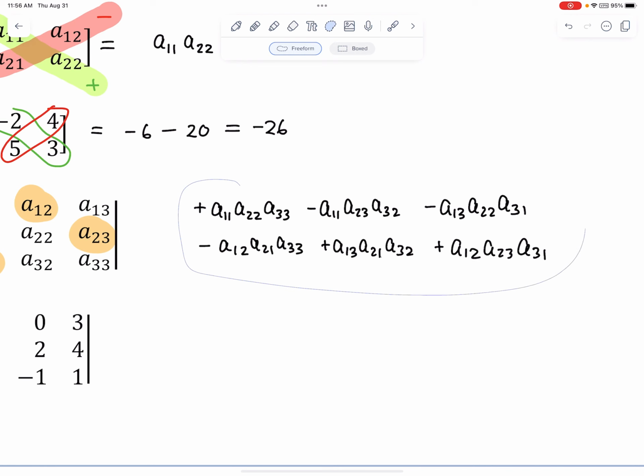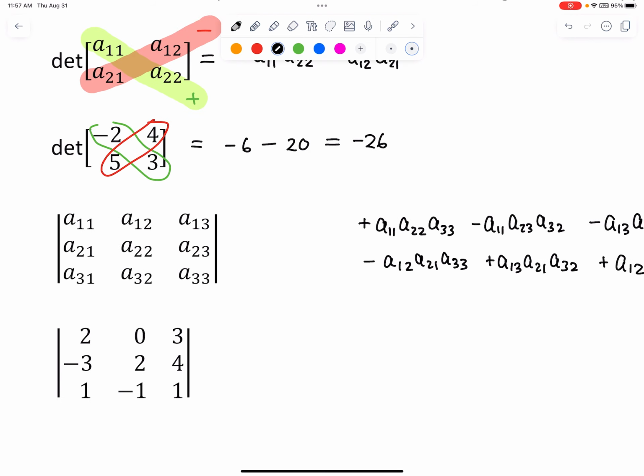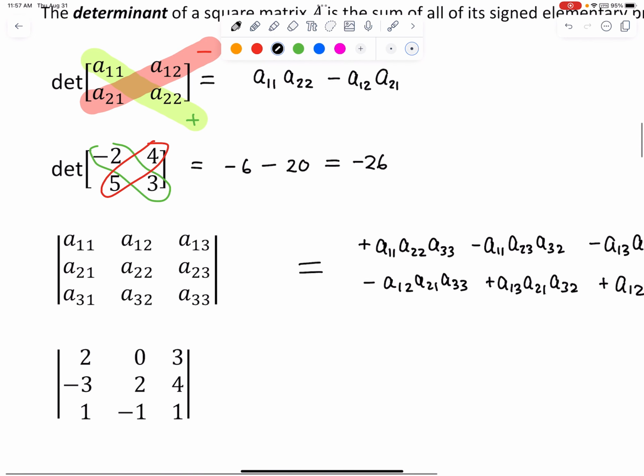Now it turns out that there is a visual way to get this answer, sort of a crisscross pattern like we did before. Looking at this 3 by 3 matrix, if I were to copy the first 2 columns and rewrite them, augment this with a rewriting of the first 2 columns. So we have A11, A21, A31. That's the first column repeated. And then repeat the second column, A12, A22, and A32.